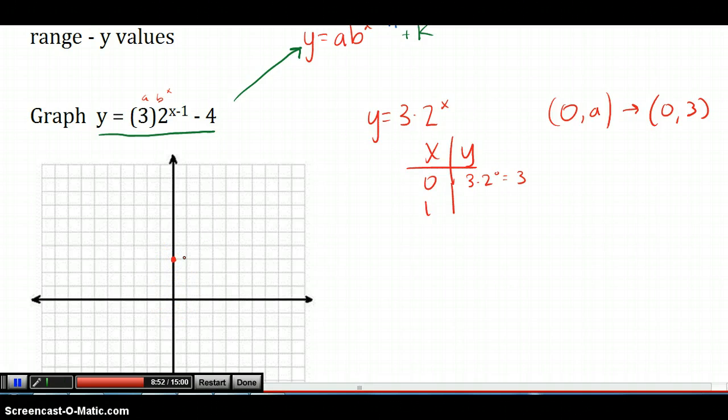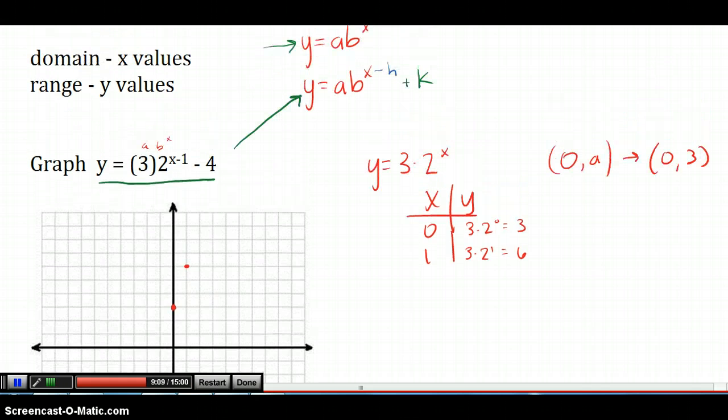Put a dot. Then plug in 1. So you have 2 to the first power, which is 2 times 3, you get 6. So your other point is 1, 6. Graph that point. 1, 2, 3, 4, 5, 6. Put a dot. Right, now you're going to add in your little h and your k.